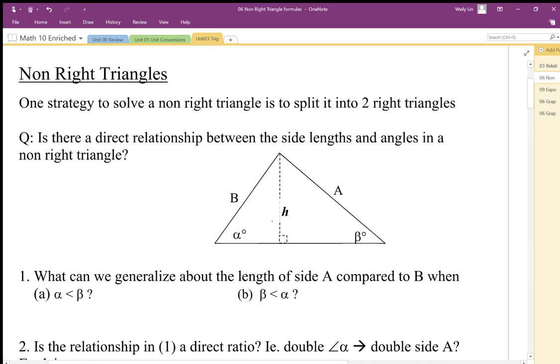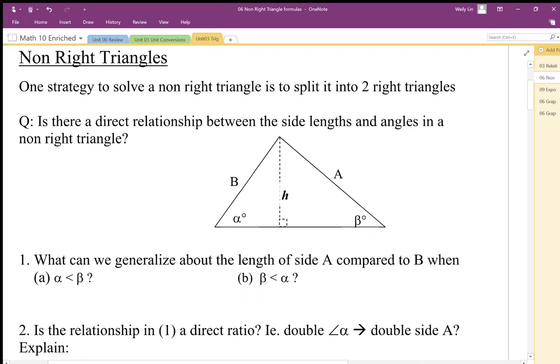When we look at this triangle, what can I say about this side length, the angle alpha and angle beta, and the opposite side B and the opposite side A? Well, let's see what generalization I can make. If angle alpha is smaller than angle beta, so let's draw this a little bit shorter, this side length A must be smaller than this bigger length B.